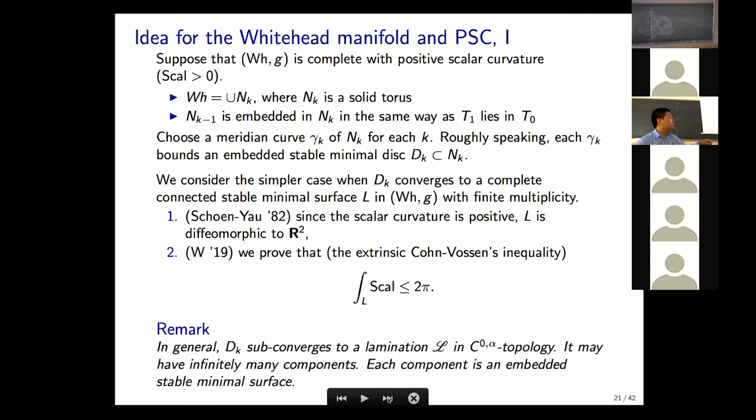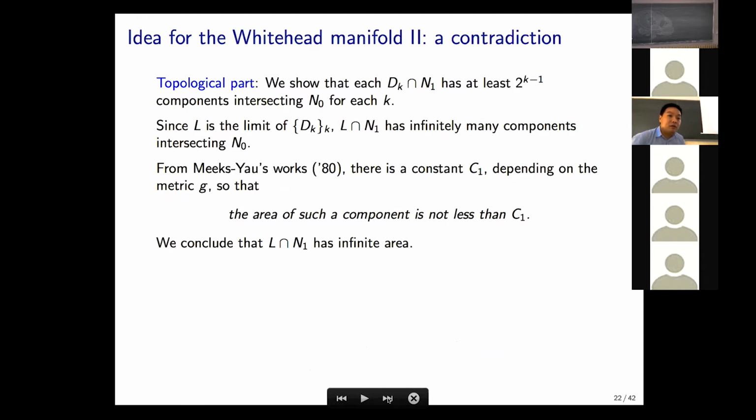Okay, now we explain how to get a contradiction. The first one, from the topological part, we know that the intersection of D_k with N_1 has at least 2^{k-1} components intersecting N_0 for each k. Okay, maybe I can explain.